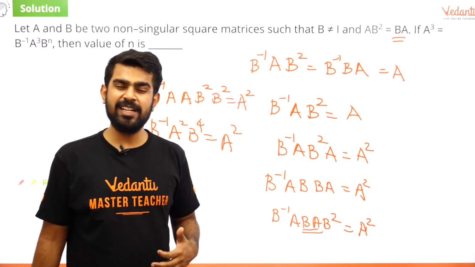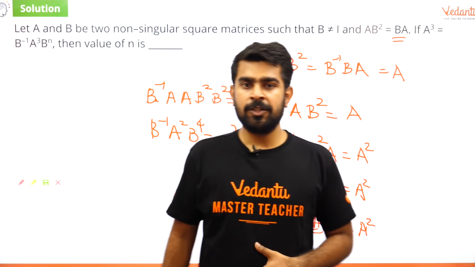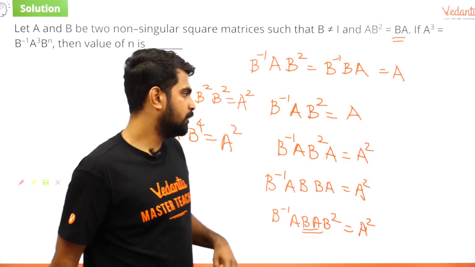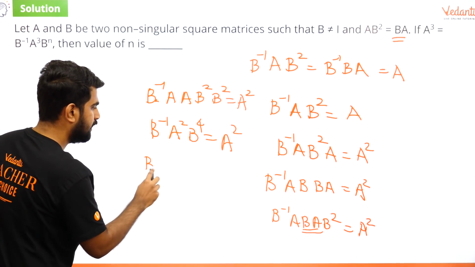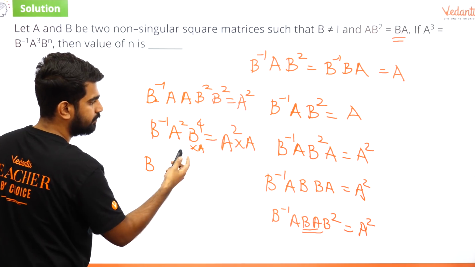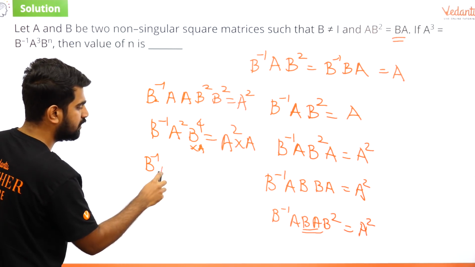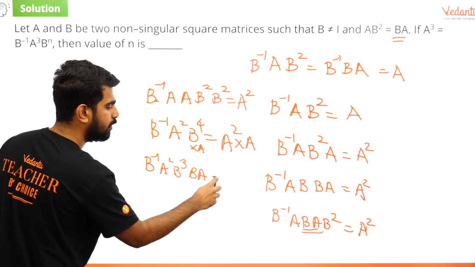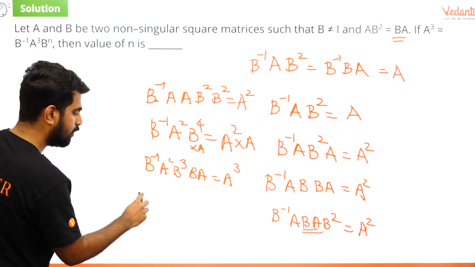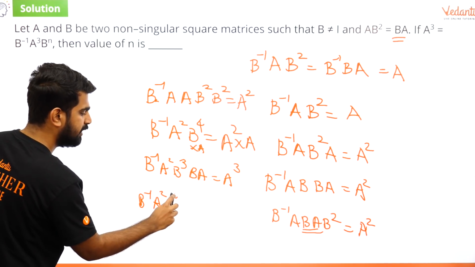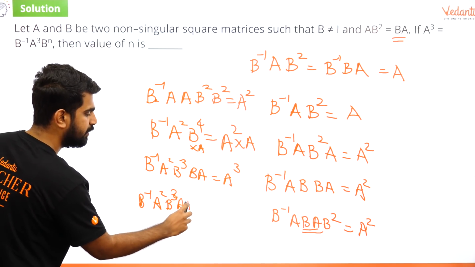Probably you can try it out. Or you guys want me to solve it completely, I can do that for you. Probably we can do that. So let's say I want A cube. So I multiply by A again. So what do I have? B inverse A square B cube BA. That will be A cube. Now that will be B inverse A square B power 3 AB square.